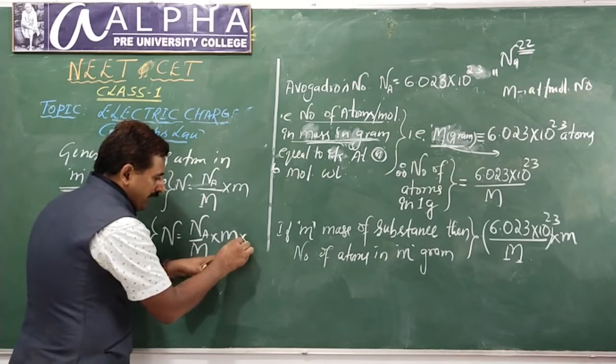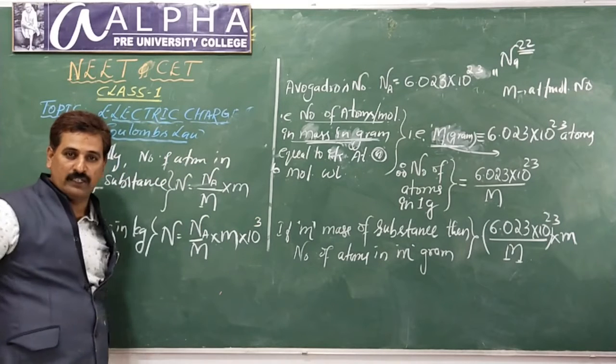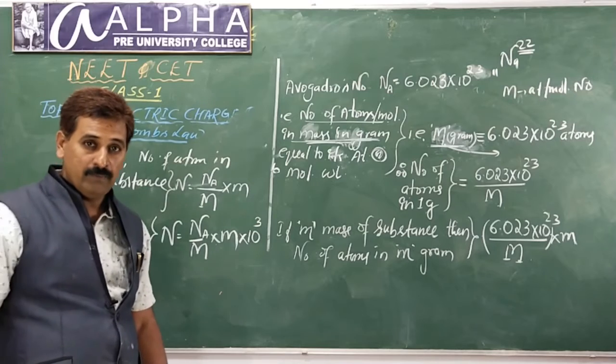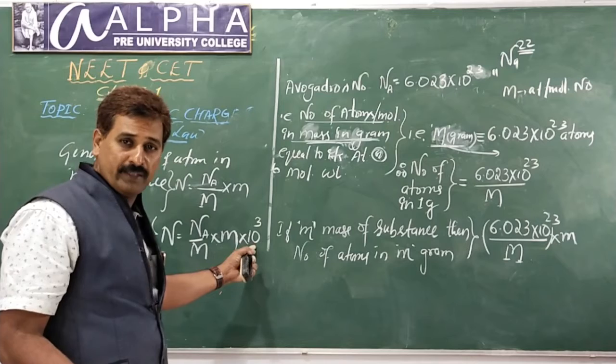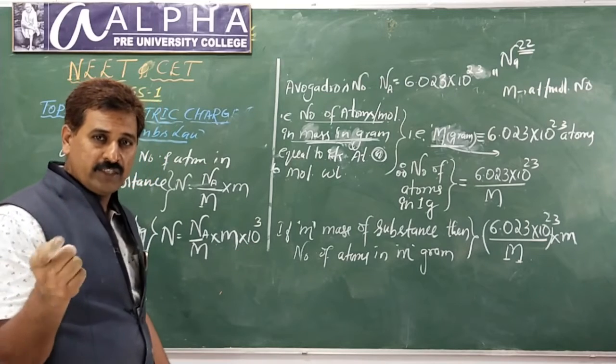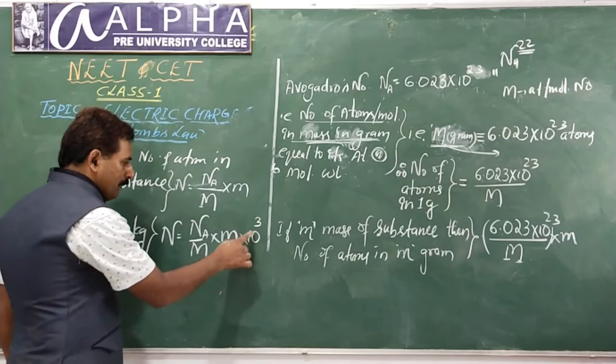How do you write in kg? In kg, it is 1000 times. In 1 gram, there are 10 atoms. In 1 kg, it must be 1000 times bigger, right? 1 gram is 1000 times smaller, 1 kg is 1000 times bigger. That's why 10 power 3.